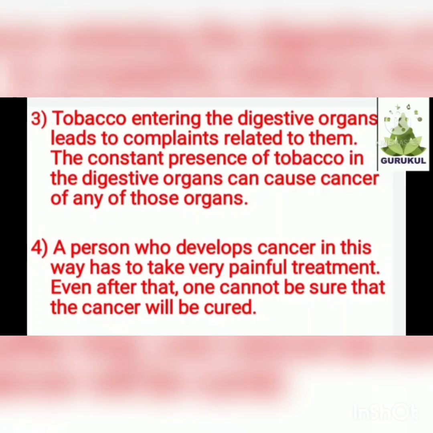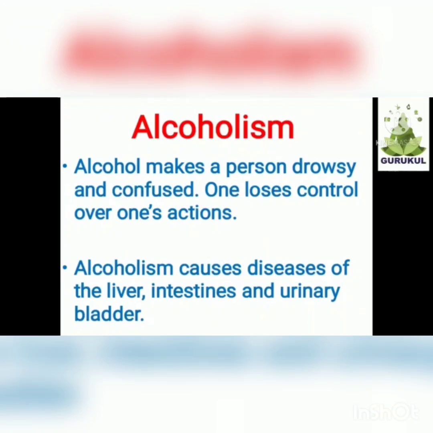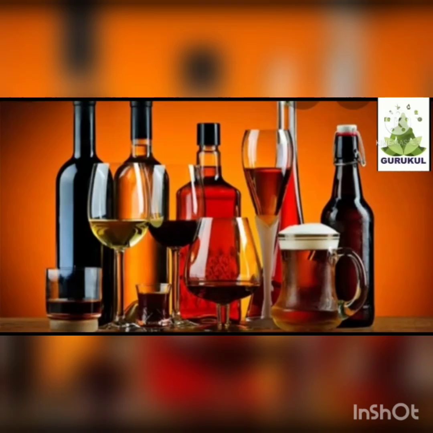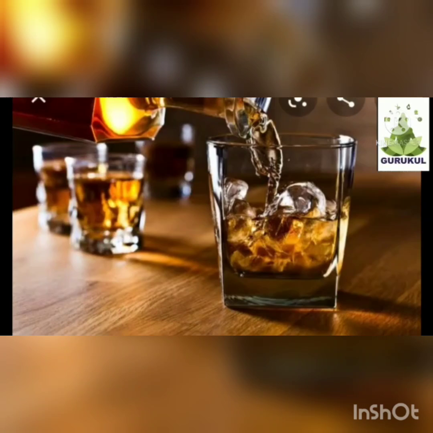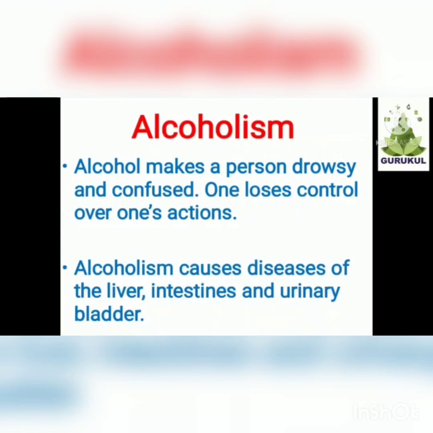like tobacco consumption, that is alcoholism. Okay, so drinking alcohol also has adverse effects on the body. Addiction to alcohol is called alcoholism. Okay, there are some adverse effects of alcoholism. So, which are those? Listen carefully. Alcohol makes a person drowsy and confused. One loses control over one's actions. Understood? Then second point, alcoholism causes diseases of the liver, intestines and urinary bladder.